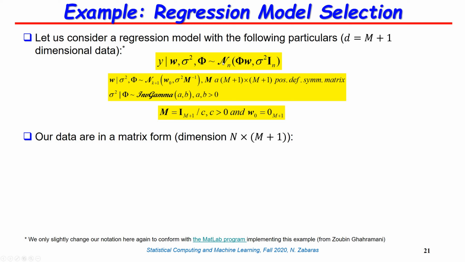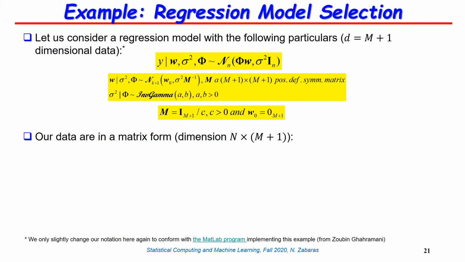So what I have is a likelihood model written like that. Phi is my design matrix that I'm going to show you for the particular example I have in mind. We're going to use a conjugate prior, so W given sigma squared will be a Gaussian, okay? The prior on sigma squared is going to be an inverse gamma, exactly as before. And instead of using the G prior that I had before, I'm going to take this matrix M to be I divided by C.